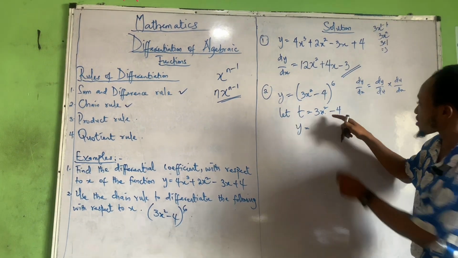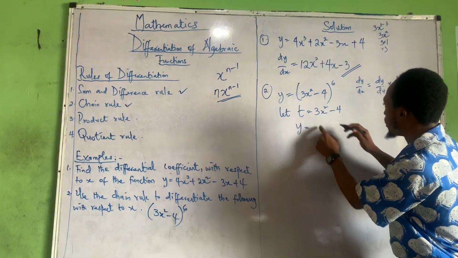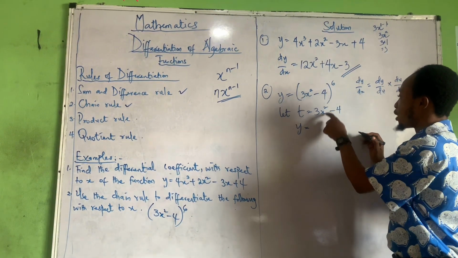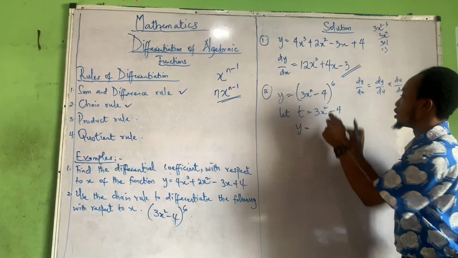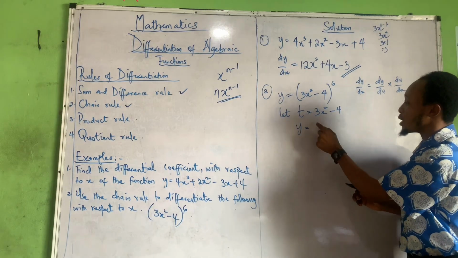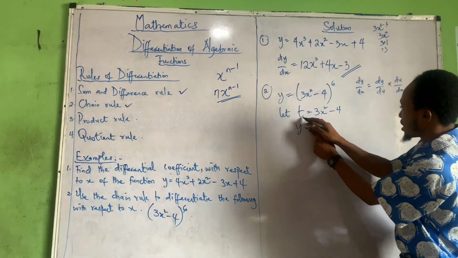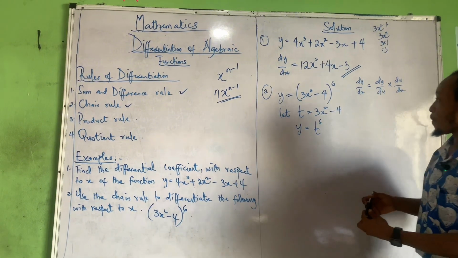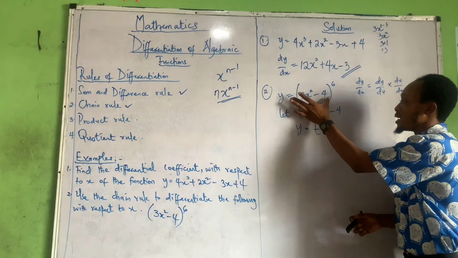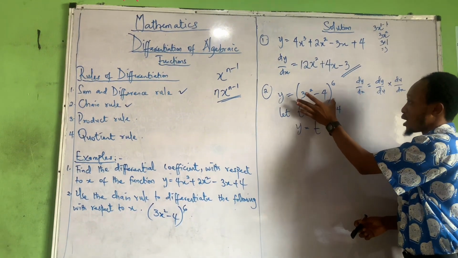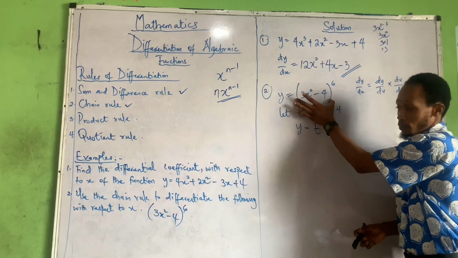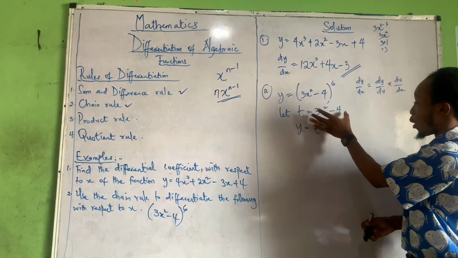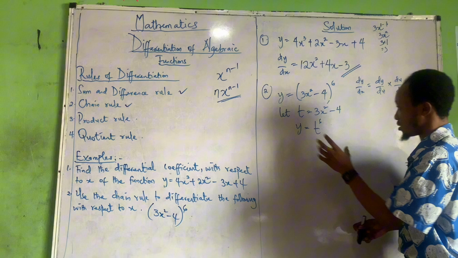Y equals, since t is the whole of this alone, 3x squared minus 4, that's t. So our new y will now be y equals this t to the power of 6, because we have replaced our t to be this 3x squared minus 4. So our new t is this, then our new y is now this.